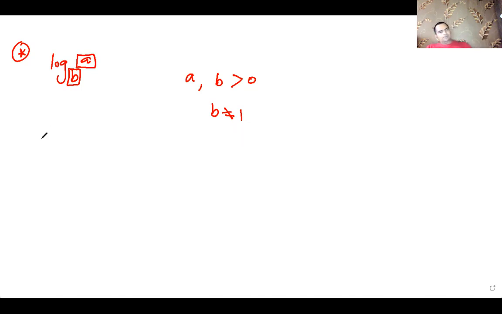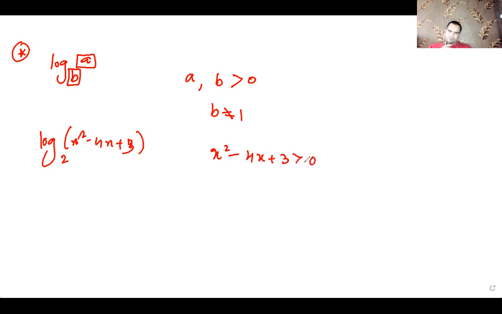Now, for example, if I'm finding the domain for log of x squared minus 4x plus 3 to the base 2, how do I do this question? When I find the log domain, my only requirement will be that x squared minus 4x plus 3 should be greater than 0.